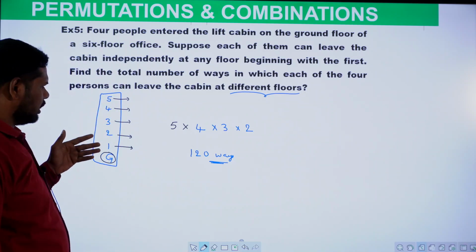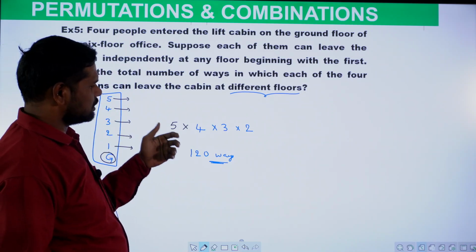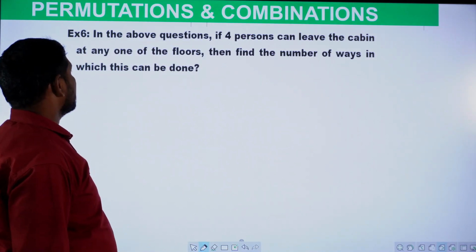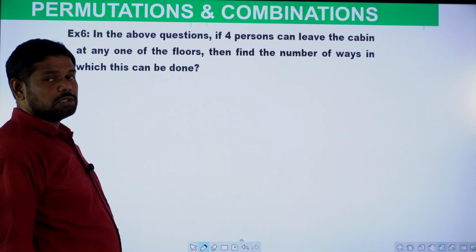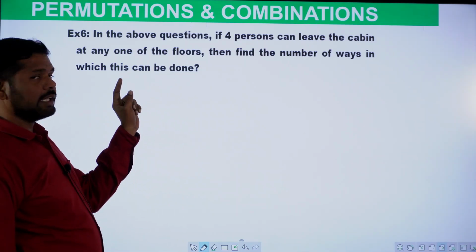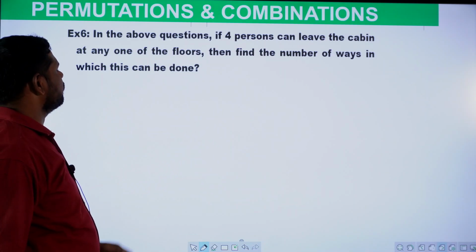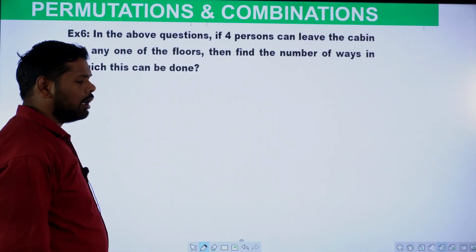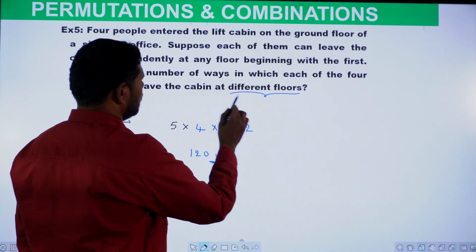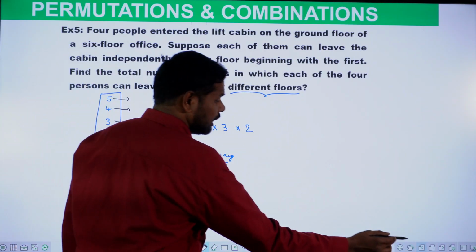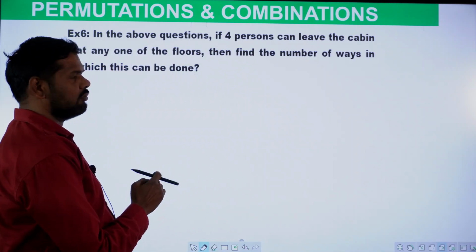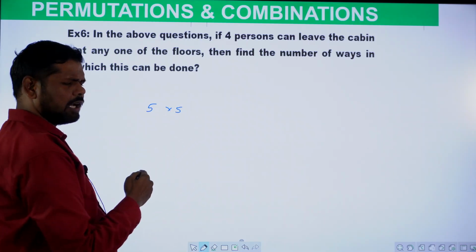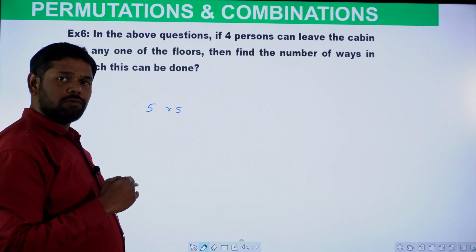So 6 floors, right? They entered at the ground floor, but the question is, if 4 persons can leave the cabin at any one of the floors, then find the number of ways in which this can be done. In the previous question, definitely all of them leave the cabin at different floors. But here, any one of the floors means for the first person, 5 possibilities. The second person also has 5 choices. Why? Because all the 4 persons can leave the cabin at the same floor also, that is a possibility.